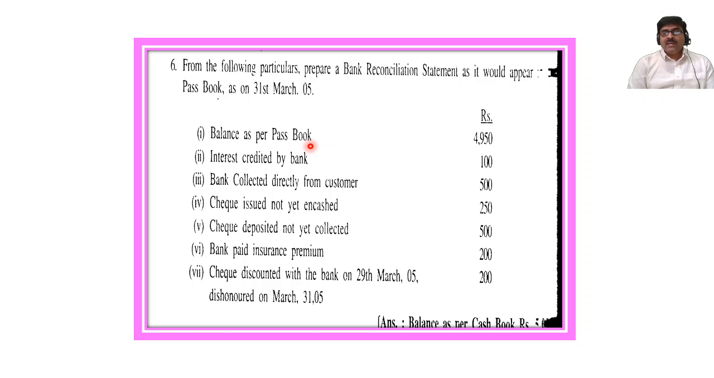So, 4,950. Now, for the working note, you have to write the passbook balance as a credit. The same amount will appear in the cash book, 4,950, in the cash book debit balance. Now, taking this as a basis, the remaining items will be solved.